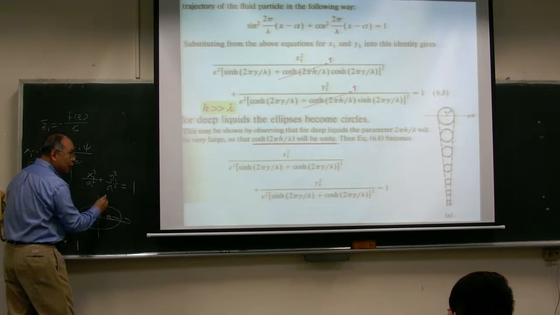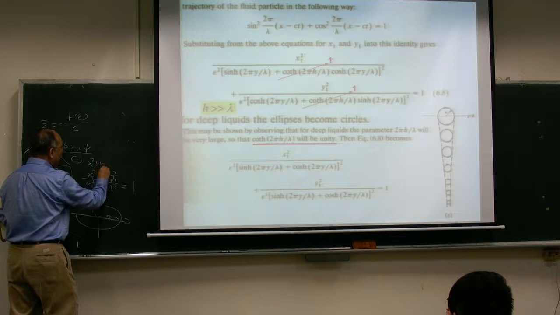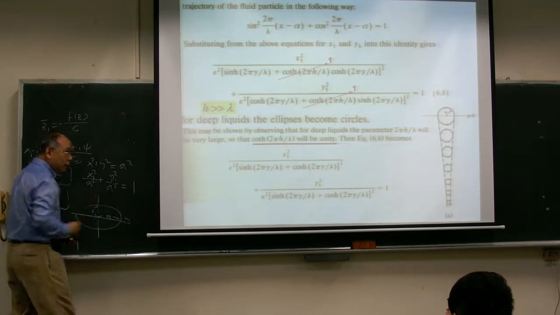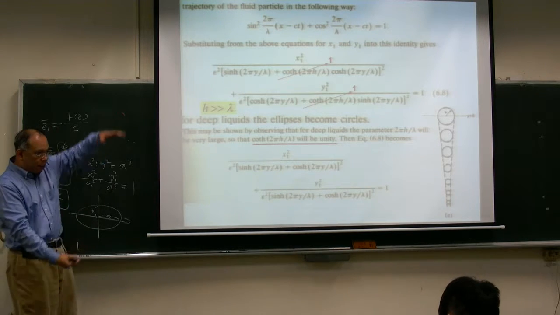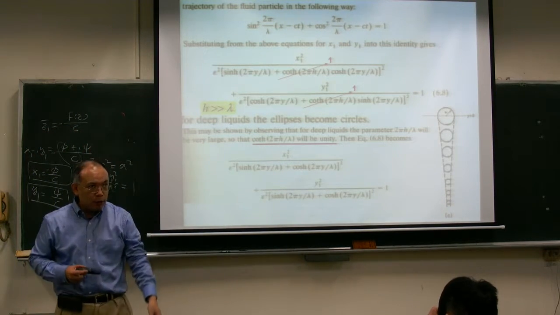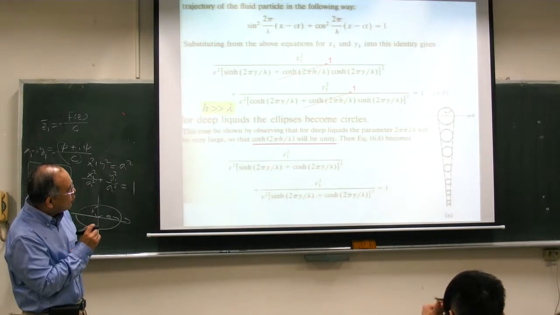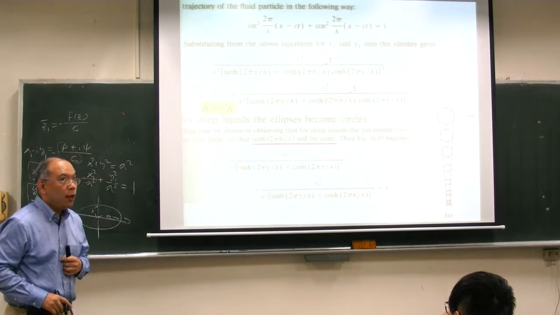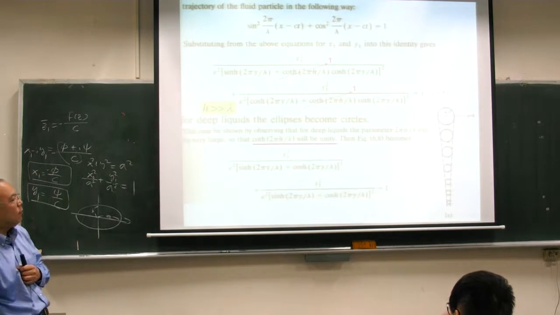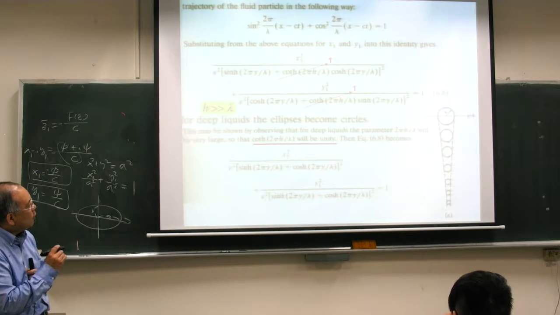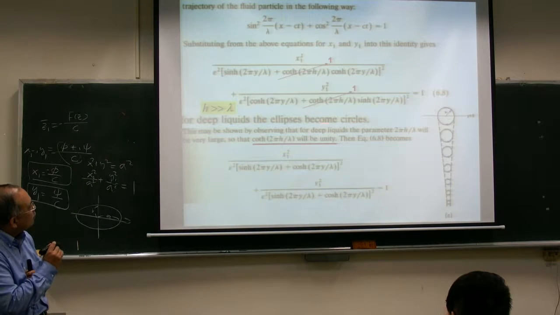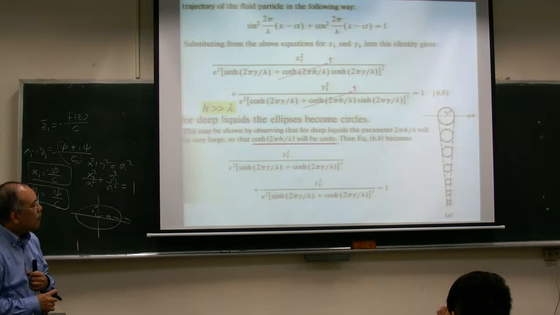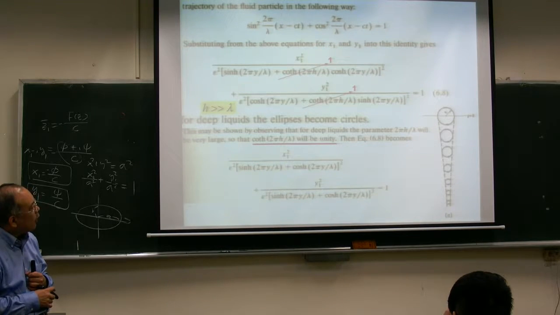Become what? Become x squared plus y squared equals a squared. That becomes a circle, right? So if you have a very deep liquid, your path line will change to a circle. For deep liquid, the path becomes a circle. So that's information you can get from this analysis here.